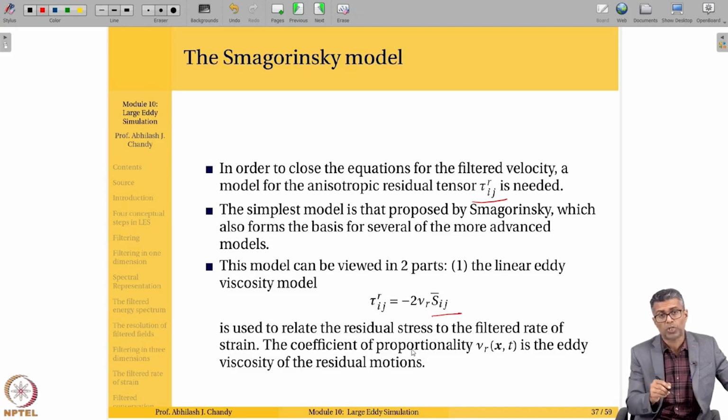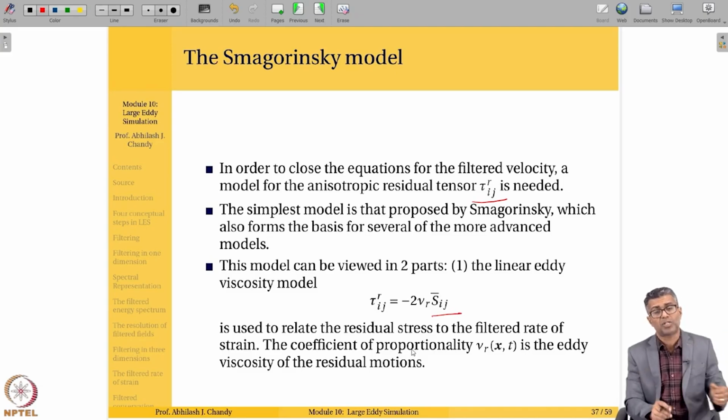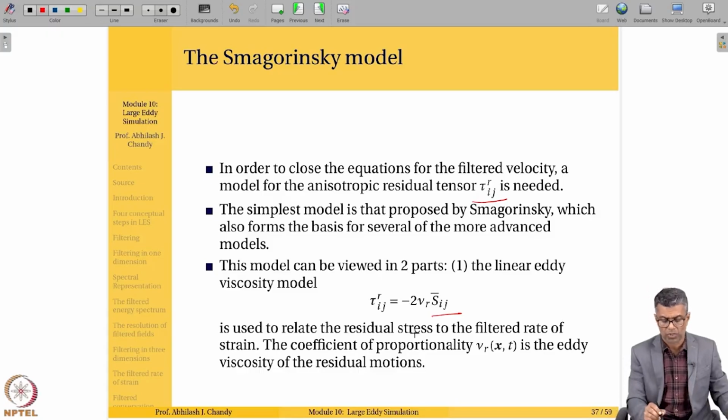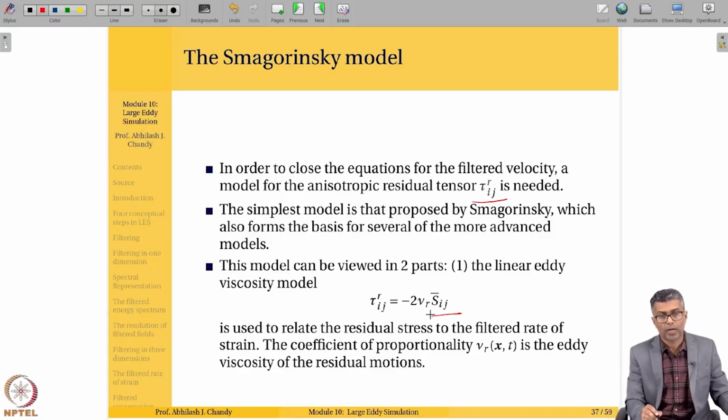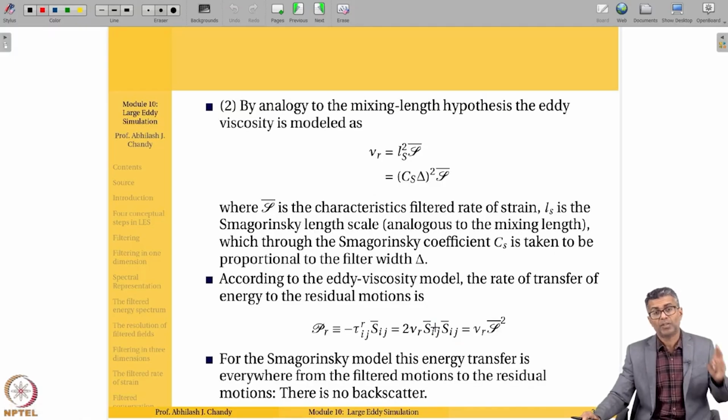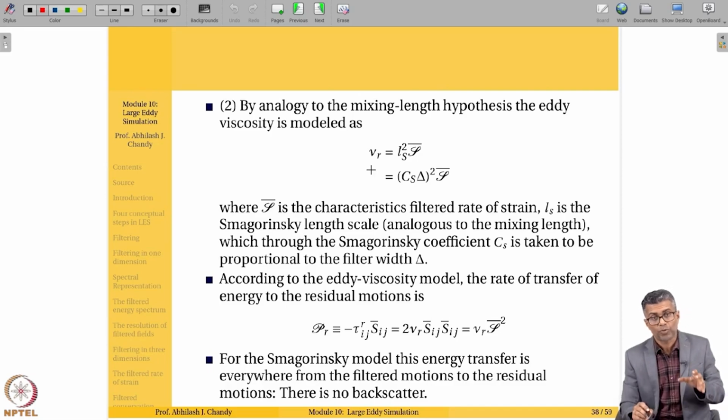The constant of proportionality, just like in the Reynolds equations, is again what we call an eddy viscosity, except this is a residual eddy viscosity, also called a turbulent eddy viscosity. So we are referring to it as nu r. So tau ij r is minus 2 nu r Sij bar, and this nu r is the eddy viscosity.